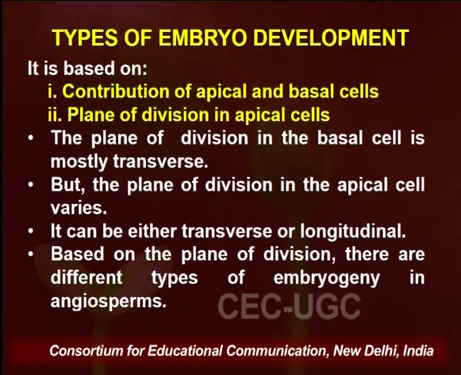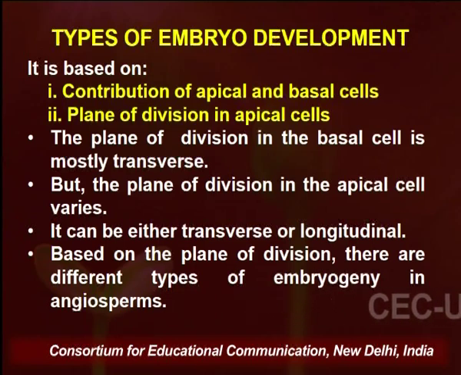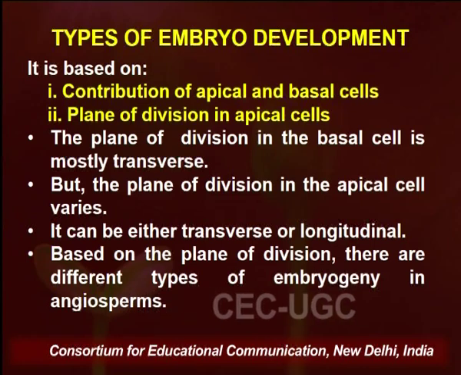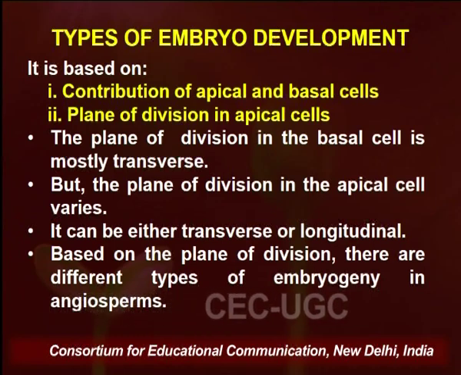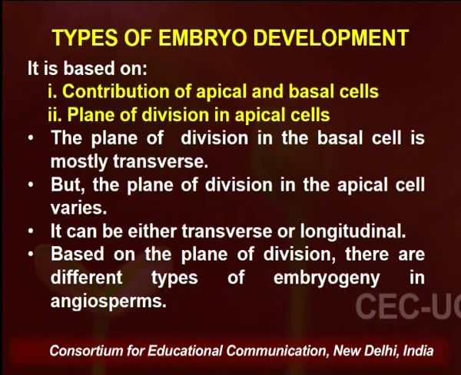So, depending on all this, that is, based on the contribution of apical and basal cells and also on the plane of division in apical cells, the type of embryo development varies. The plane of division in the basal cell is mostly transverse, but the plane of division in the apical cell varies because it can be either transverse or longitudinal. Based on the plane of division, there are different types of embryogenies which exist.